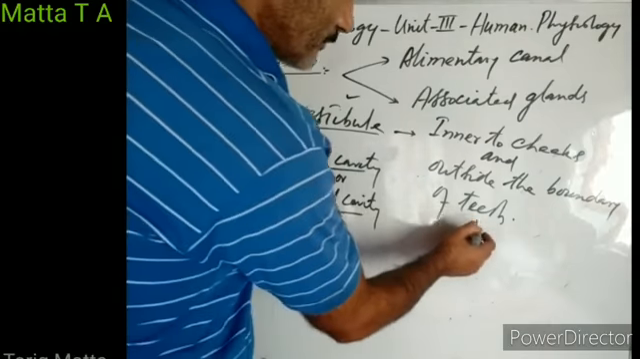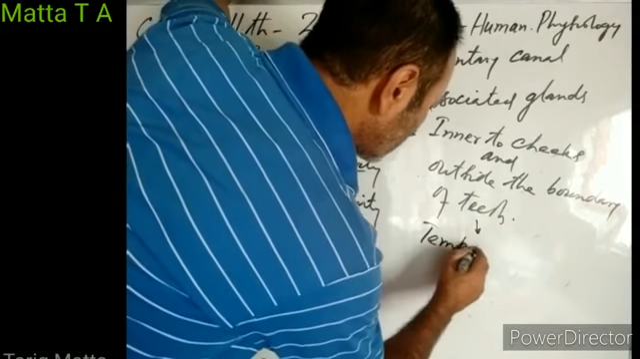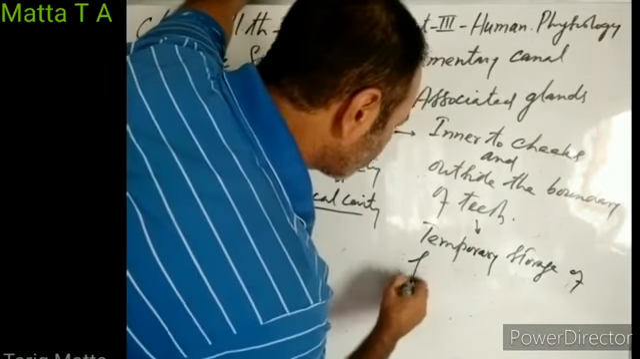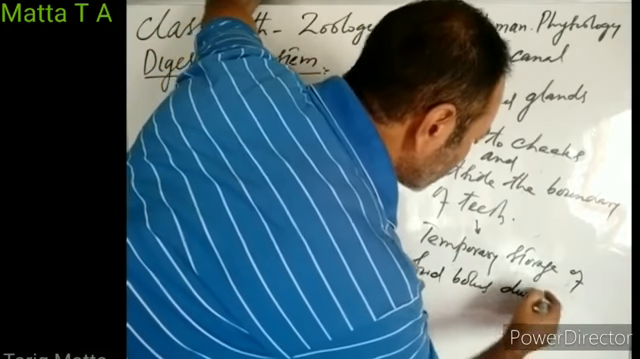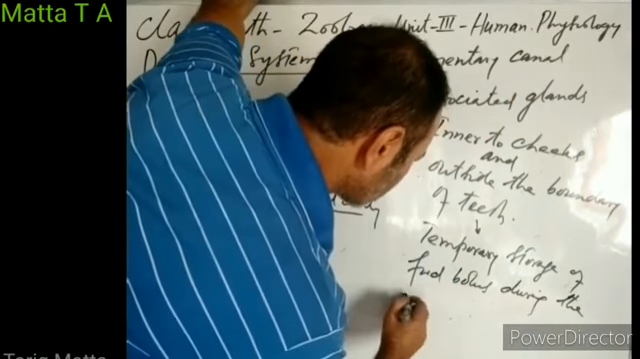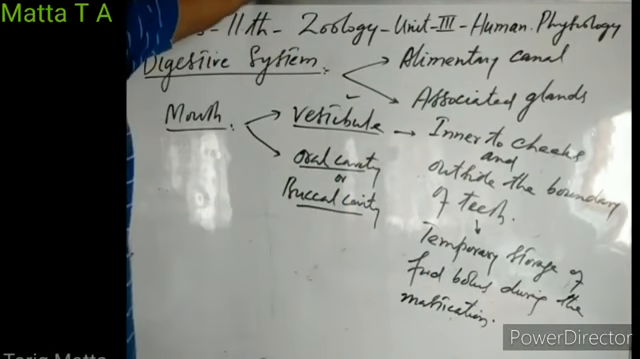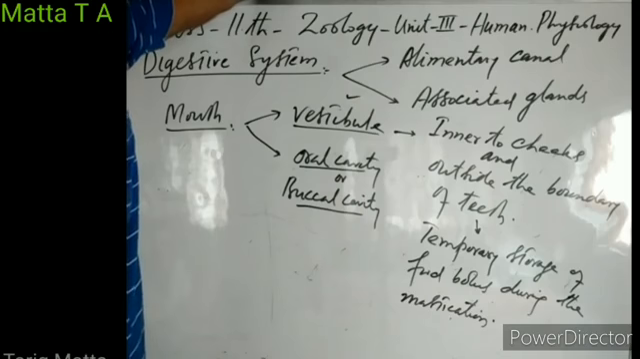This vestibular cavity helps us in temporary storage of food, food bolus, during the process of mastication. If we are masticating the food and suddenly we need to talk, what do we do? We put this food bolus in this vestibule cavity, outside the teeth, in the cheek, right? So we put this food bolus in this vestibular cavity.